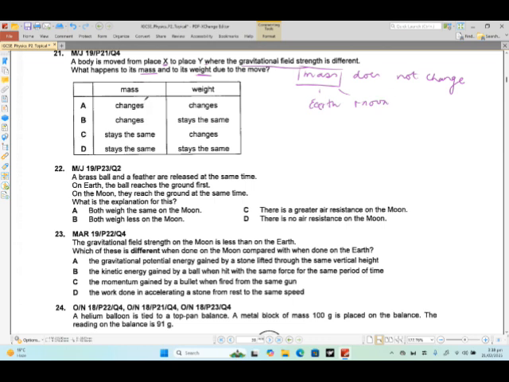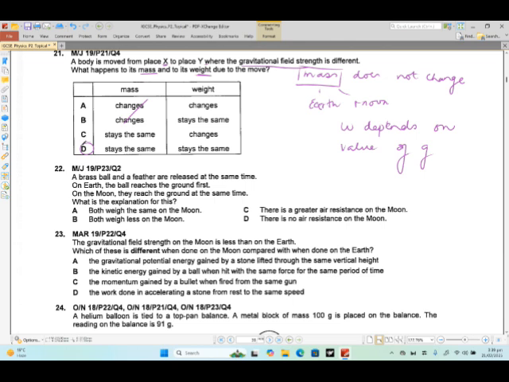तो हम इन दोनों आंसर्स को एलिमिनेट कर लेते हैं. वेट का हम देख लेते हैं कि उसका क्या होता है. वेट का हमको पता है कि वेट डिपेंड करता है ऑन ग्रेविटी, ऑन द वैल्यू ऑफ ग्रेविटेशनल फील्ड स्ट्रेंथ, वैल्यू ऑफ g. तो the weight is going to change. It won't remain the same. So C won't be the answer and D will be. D is correct.